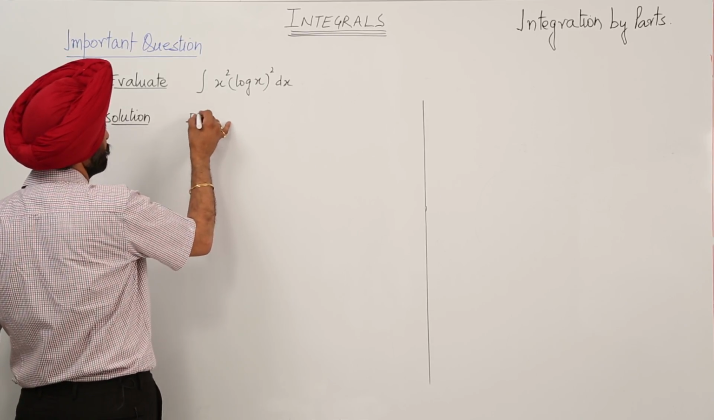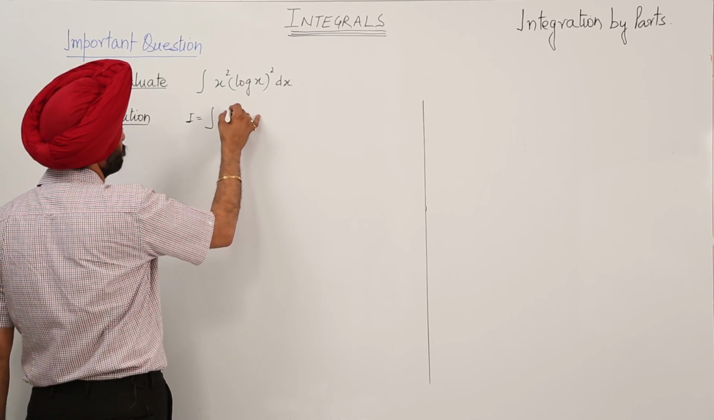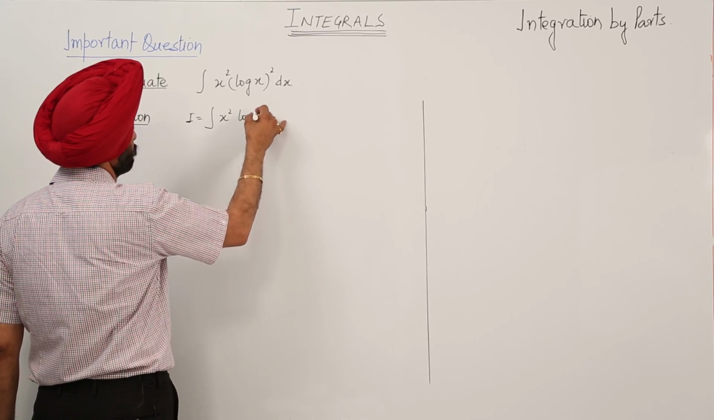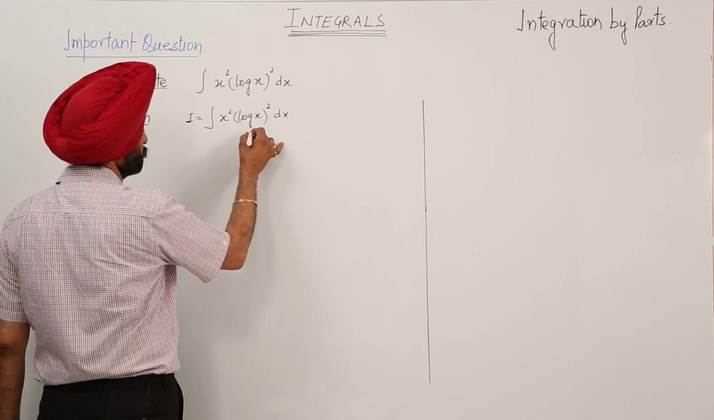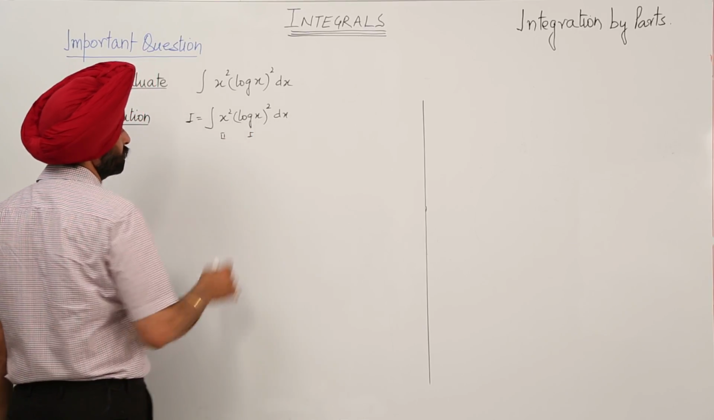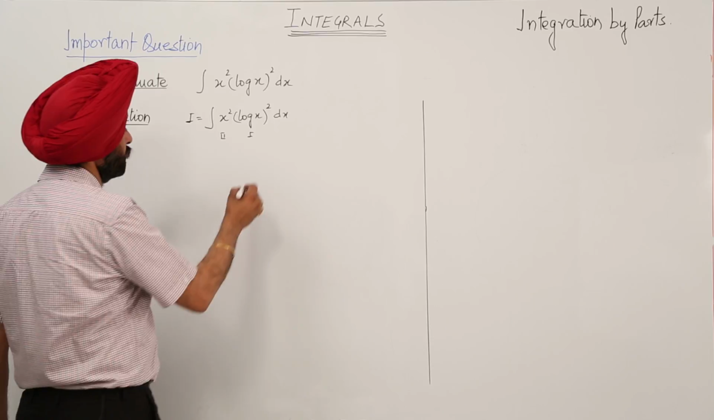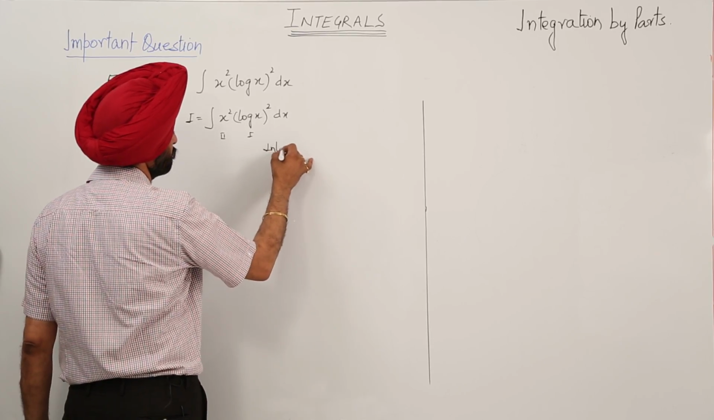The question is integration of x square (log x) whole square dx. Now this is the first function, this is the second function. Is it clear? Now integrating by parts.